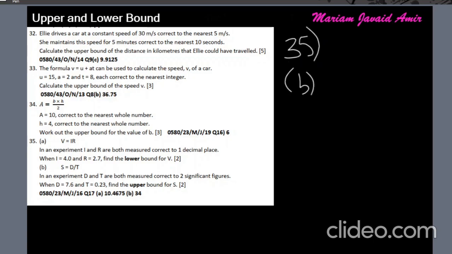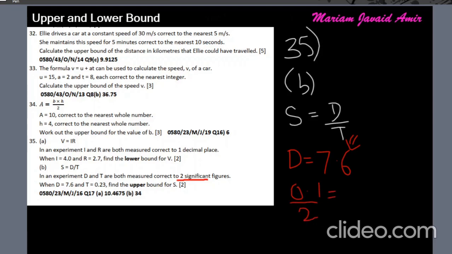35B is S equals D by T. In an experiment, D and T are both measured correct to 2 significant figures. So keep this in mind. This is a tricky one. Two significant figures, where D is 7.6. So correct to the two significant figures means this is the second significant figure, and which is at the position 0.1. Divide this by 2, this will give us 0.05. So the upper bound is 7.65 and the lower bound is 7.55.